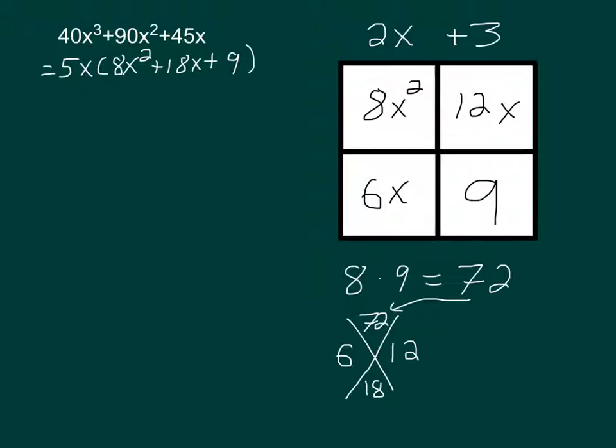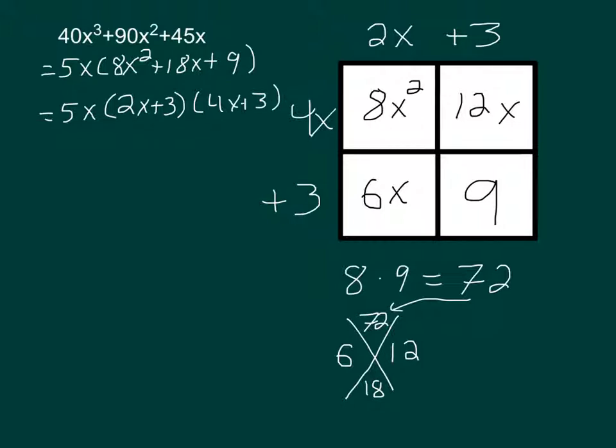The GCF of 8x squared and 12x, which is my first row, is going to be 4x. And the GCF of 6x and 9, my second row, is 3. And once again, that's a positive 3. Now I just take the top of my Punnett square, 2x plus 3, and that's going to be one of my factors. Now I've got to make sure I hold on to my 5x. But 2x plus 3 is one of my factors. My other factor comes from the side of my Punnett square, which is 4x plus 3.